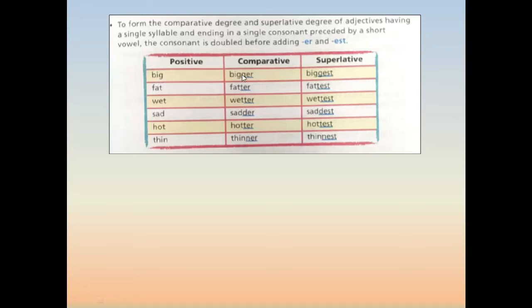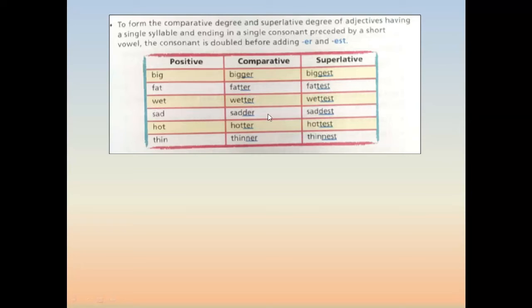Big, bigger, biggest. See, big has the last consonant G. In the comparative degree, we double it, so we make double G, then we add ER, so it becomes bigger. In the superlative degree, we make it double G and then we add EST. So we get biggest. Similarly, fat, fatter, fattest. See, we are doubling the last consonant, adding ER and then EST in the superlative.